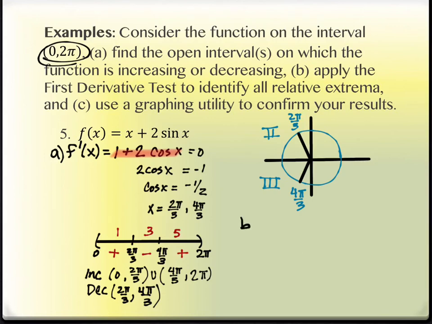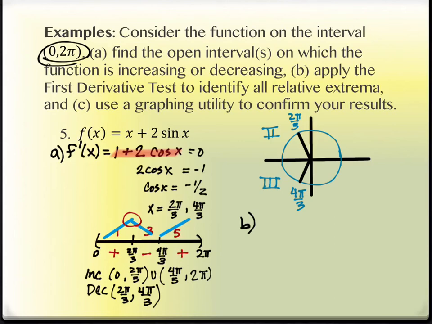Then part B asks us to apply the first derivative test, so that's relative extrema. So I go back to my sign chart, and when it's positive, I just draw an uphill piece, right? Negative is down, and then positive is back up. So what happens right here?